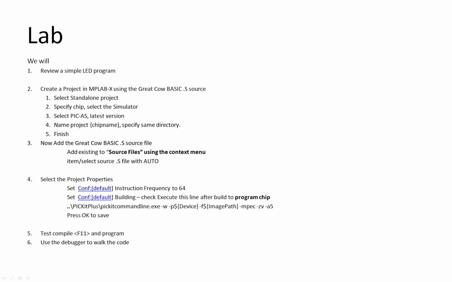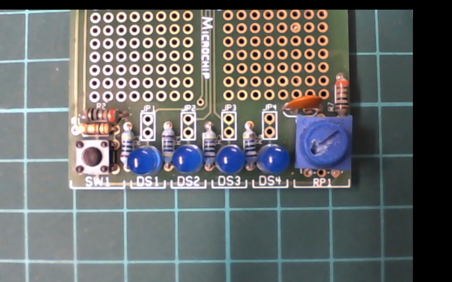So what we're going to do is review and create a really simple program. We're going to create a project inside MPLAB-X and add in that source file that we've just created back in Great Cow Basic. We are going to set the simulator up, then set the programmer up, and then finally we'll test compile the program inside of MPLAB-X just to prove it all works. So I've got different things laid out. I've got the board laid out with nothing in it, and I've got other pieces of software ready for us to use.